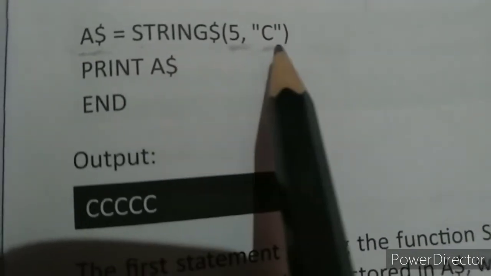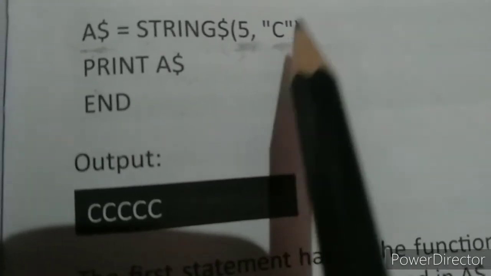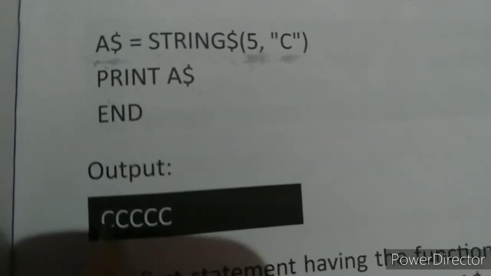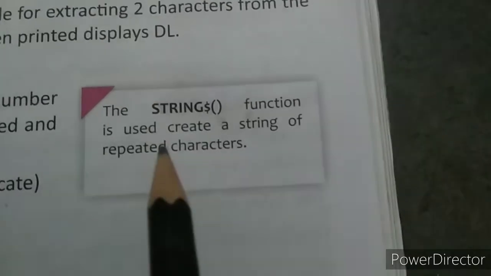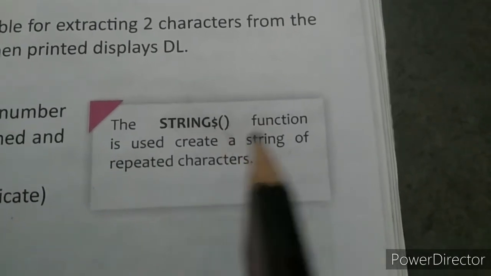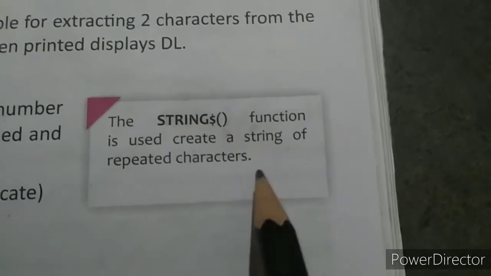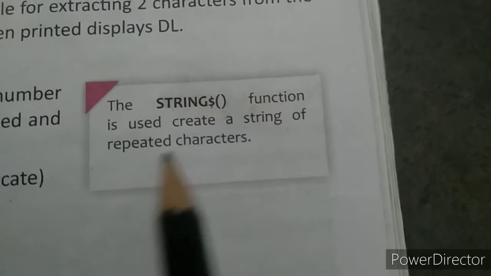You want to make a string of character C which has 5 times repetition of C. So use A$ = STRING$(5, "C"), and it is stored in A$. Now print A$, and here the 5 times C has been stored in A$. Therefore the string of 5 characters of C will be the output of this program. The STRING$ function is used to create a string of repeated characters. This is very important for you.